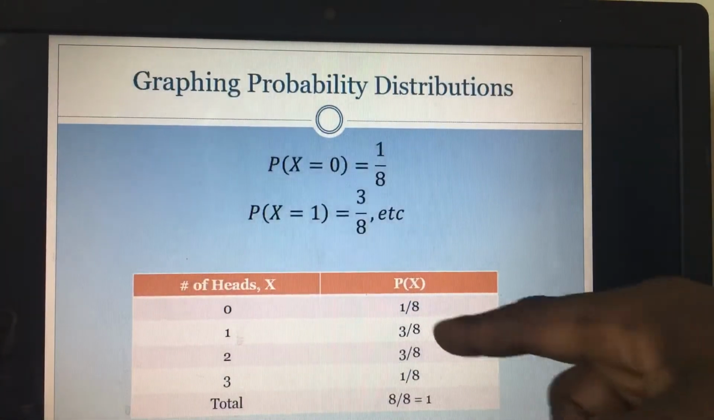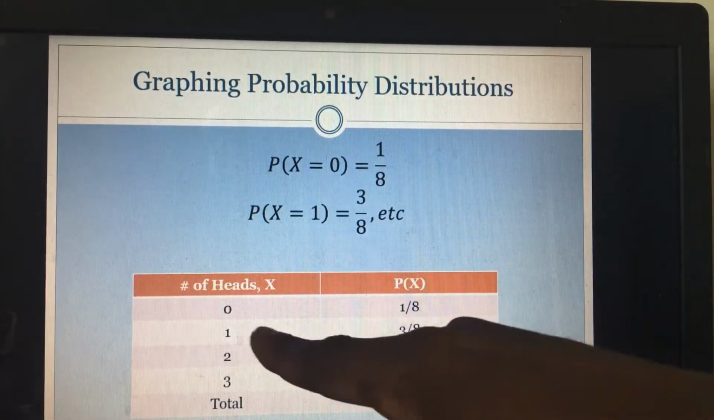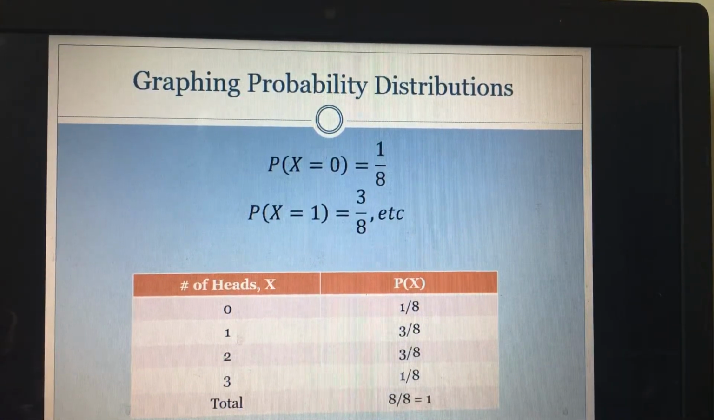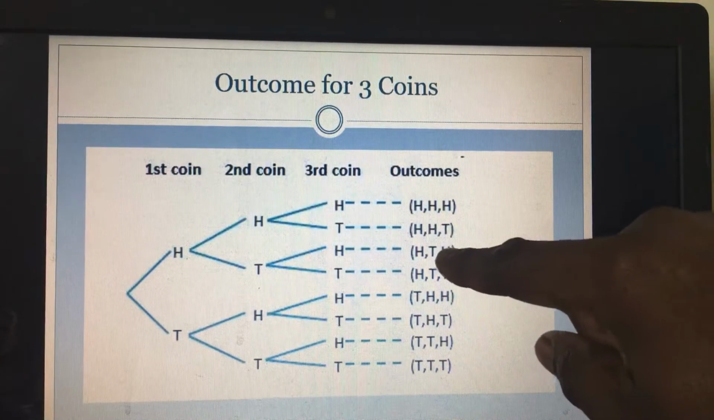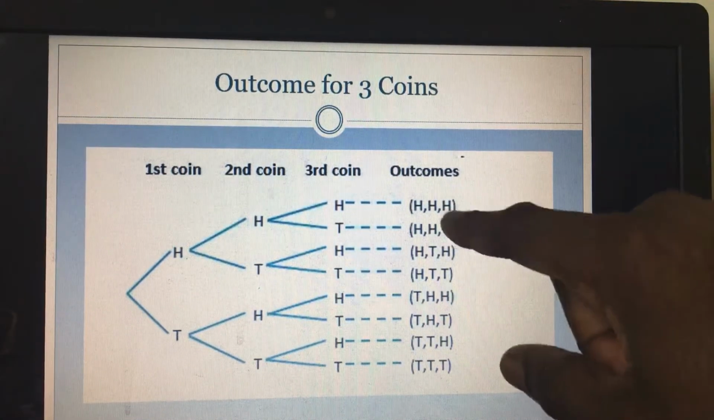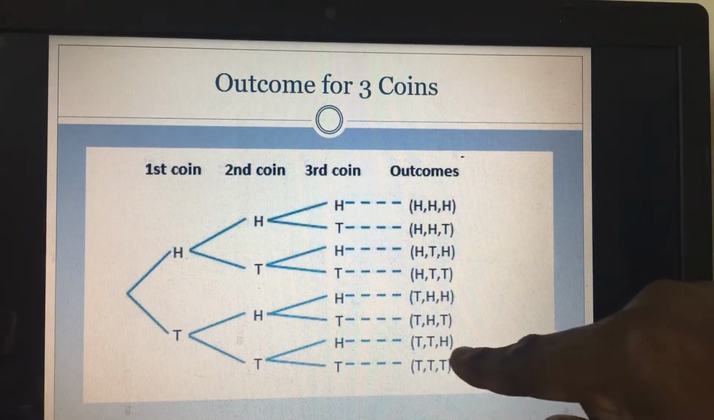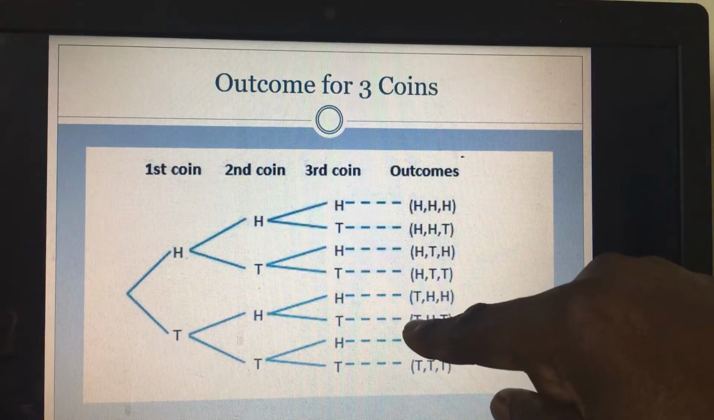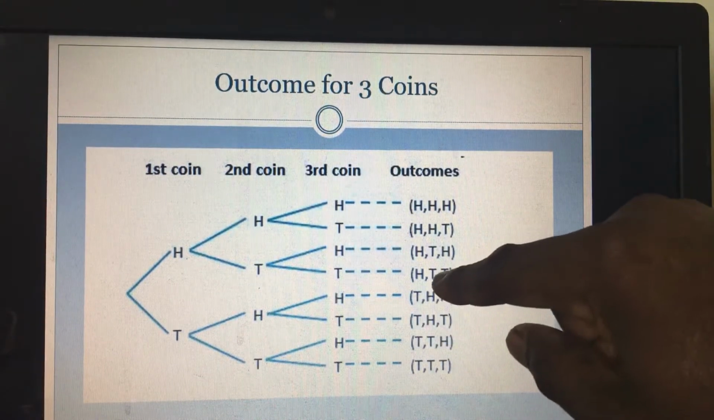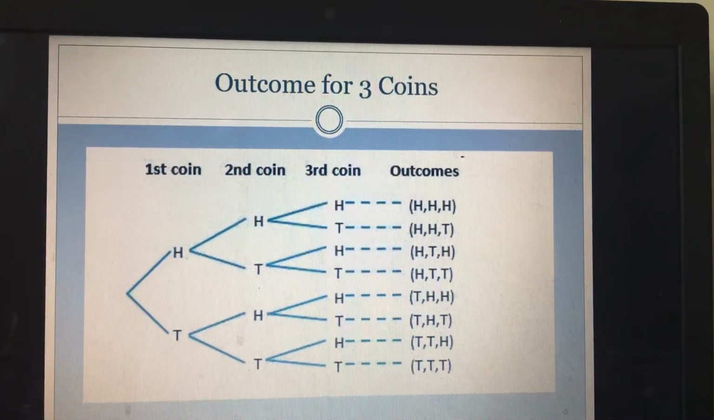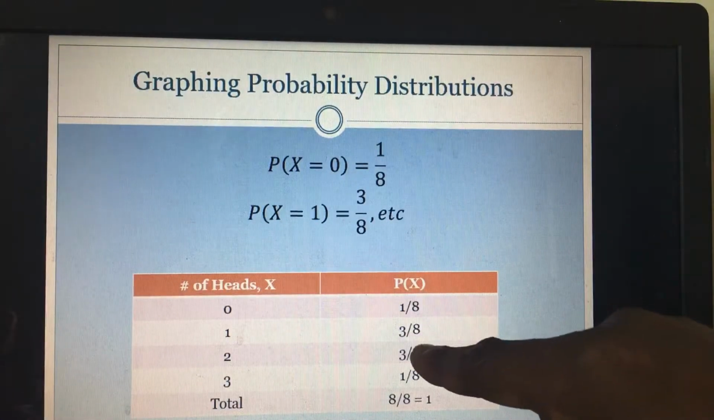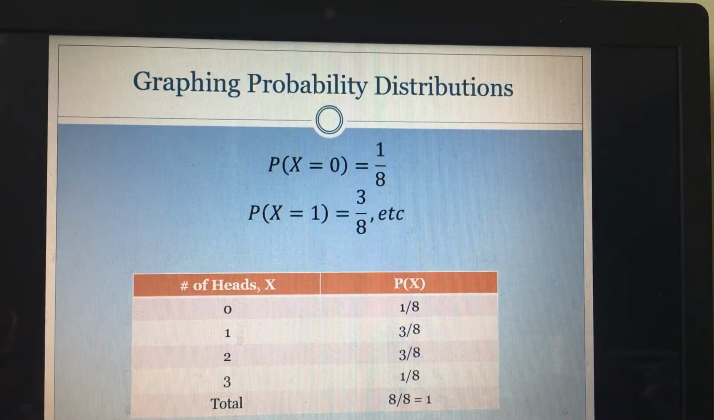So 8 possibilities. For 1 head only, you have it right here. This place has only 1 head. This one has only 1 head. Sorry, this one has more than 1. This is one that has only 1 head right here. This one has 1 head, and this one also has 1 head. You can see right there. So there are 3 of them that have 1 head, so you're going to have 3 out of 8 chances, and I have it here as well.